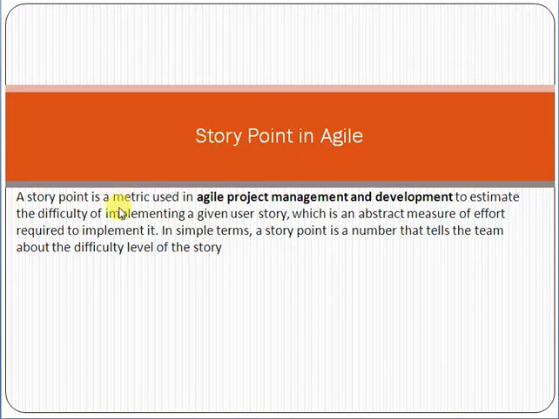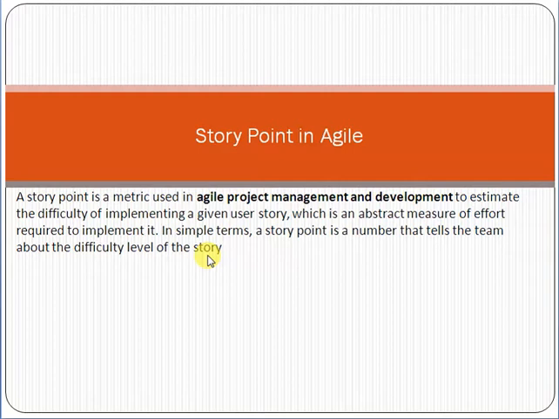A story point is a metric used in Agile project management and development to estimate the difficulty of implementing a given user story, which is an abstract measure of effort required to implement it. In simple terms, a story point is a number that tells the team about the difficulty level of the story. Now, what is the user story?